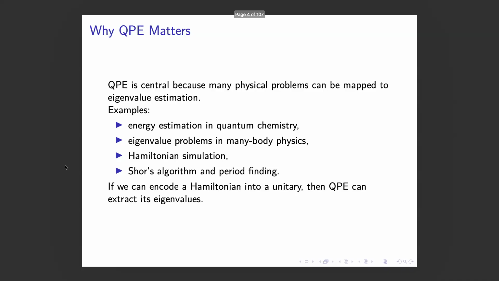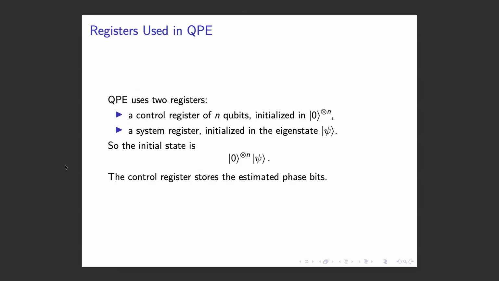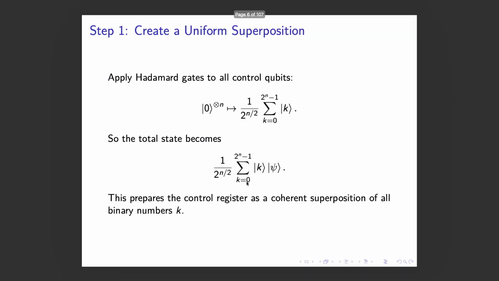The example which I showed you was an example with only one qubit, and you could expand this to 2 qubits. But the basic idea is setting up this control register, as we called it. Alternatively, we could call it just the ancilla qubit, but control register is a well-established name, and then we have the system register. So the initial state is given by the tensor product of these initialized n qubits and the state, which is an eigenstate of the system we are interested in. And this control register stores the estimated phase bits.